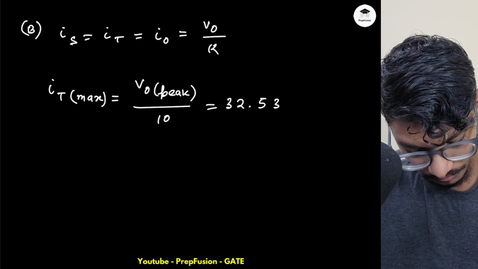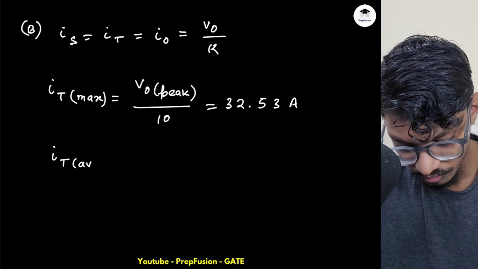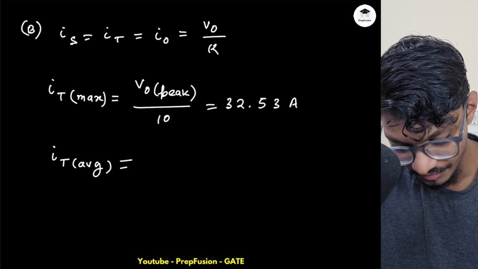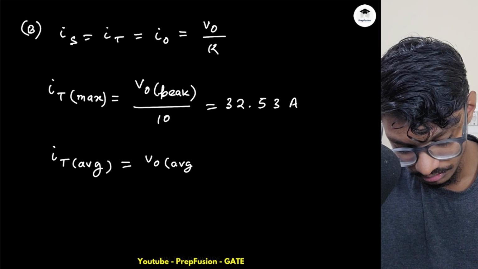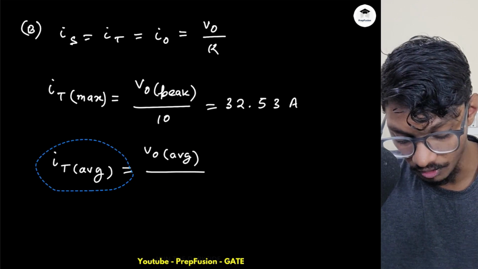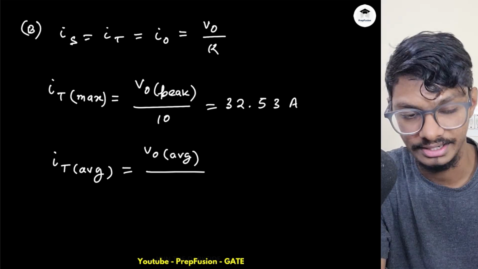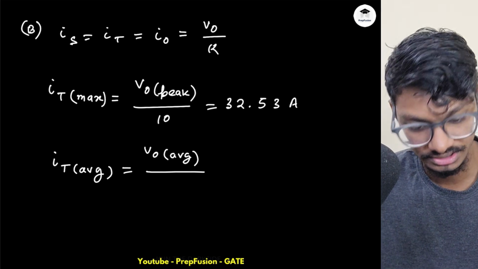3153. This will be my IT max, and my IT average will be what? IT average will be simply VO average by R, right? VO average by R. Now we are writing this so simply. Now I will say when all these are not applicable as well, when we will understand more load, when we will analyze more different types of load, there we will see when this relation doesn't follow.